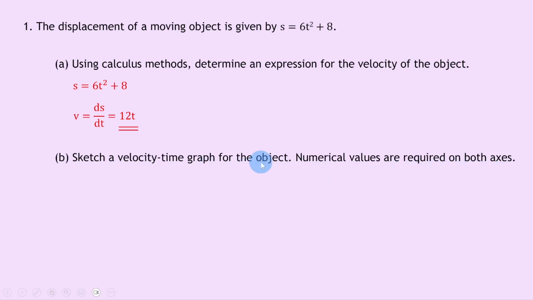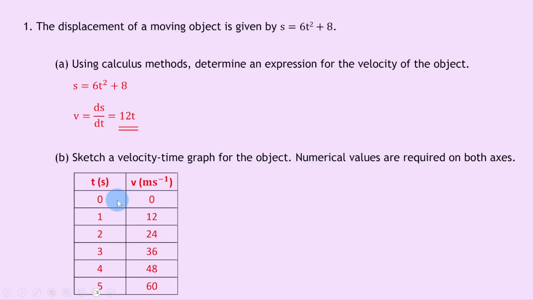Well, to see what this is going to look like on a velocity time graph, we need to draw a table with time in seconds and velocity in meters per second, and then we can calculate what the velocity is at different times. So starting at 0 seconds, we have v equals 12 times 0, which is 0, and then going up in 1 second intervals, at 1 second we have v equals 12 times 1, which is 12, at t equals 2, we have v equals 12 times 2, which is 24, and so on up to 5 seconds.